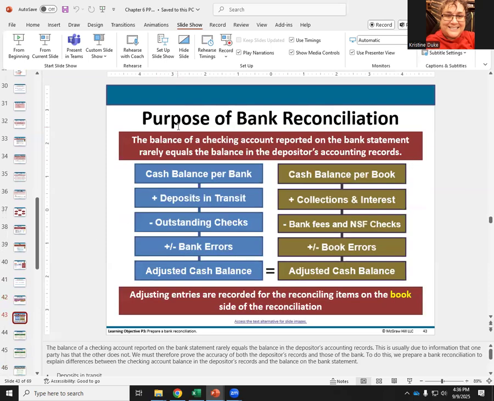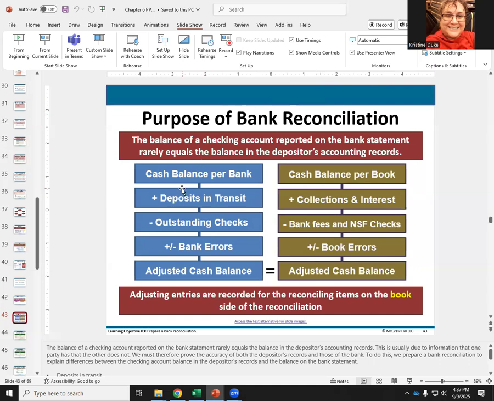So here we go. The balance of a checking account reported on the bank statement rarely equals the balance in the books. That's very true. Cash balance per books: I add anything that the bank collected for me on my behalf. Maybe we had some NSF fees or some bank fees. Maybe somebody made a mistake. So this plus or minus gives me my adjusted cash balance.